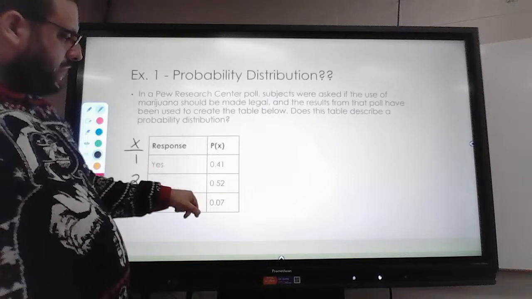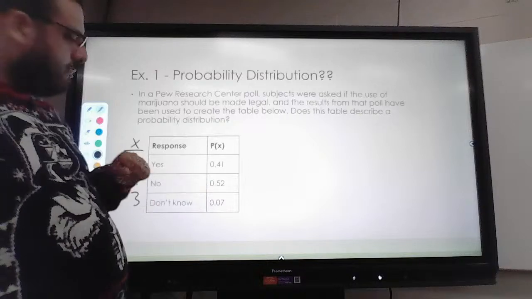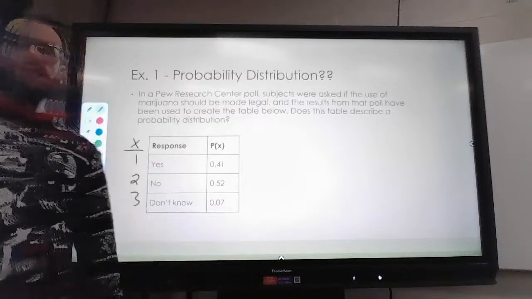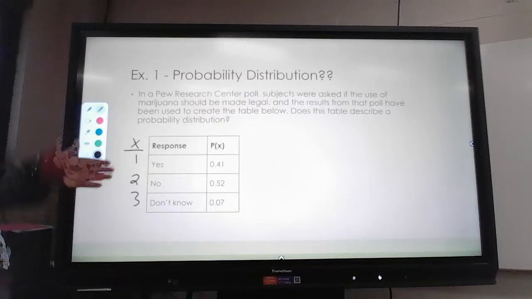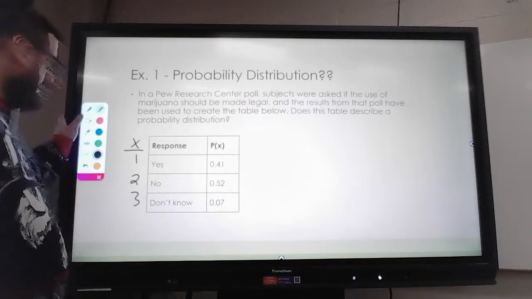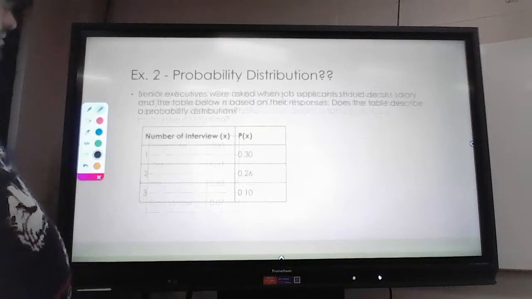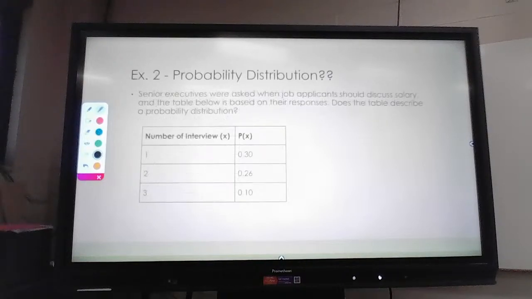0.41 plus 0.52, that's 0.93. Add 0.07, I get a value of 1. So yes, this table does describe a probability distribution. What about this one? Senior executives were asked when job applicants should discuss salary, and the table below is based on their responses. Does the table describe a probability distribution?